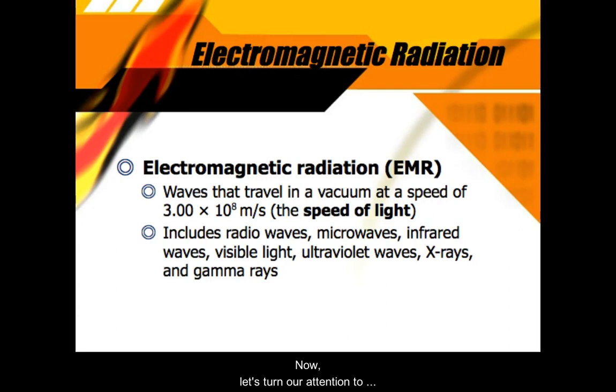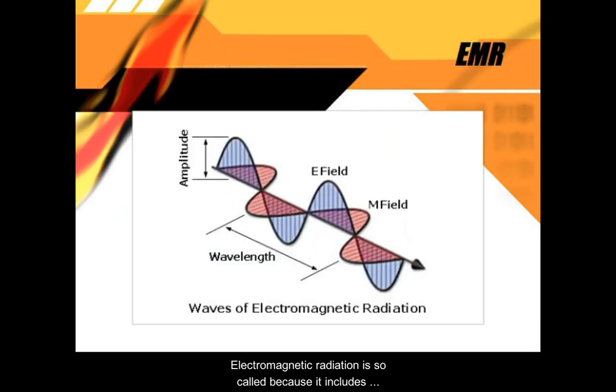Now, let's turn our attention to the specific form of energy known as electromagnetic radiation. This is a form of energy that travels through a vacuum at the speed of light and includes 7 types of radiation as listed here. Electromagnetic radiation is so called because it includes 2 types of waves traveling simultaneously at right angles to one another. One wave is electrical, while the other is magnetic, hence the term electromagnetic radiation, or EMR for short.